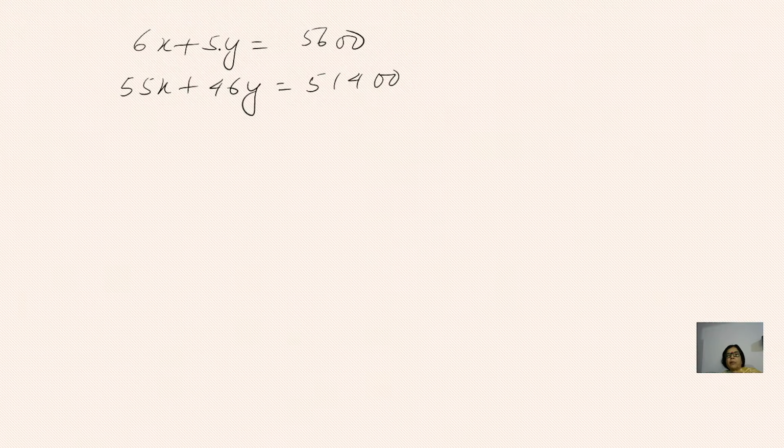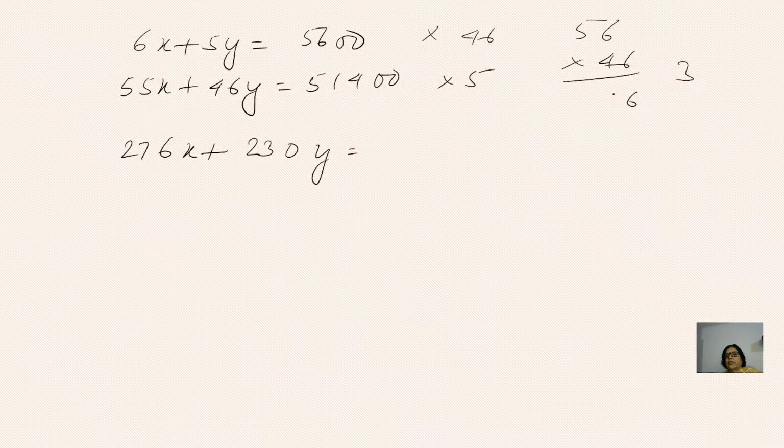If I choose to multiply the first equation by 55, the x will be removed. If I choose to multiply by 46 and 5, the y will be removed. So it's our choice. Supposing I multiply the first equation by 46, and the second equation by 5. So the first equation will become 6 sixes are 36, 6 fours are 24, 276x plus 6 fives are 30, 5 fours are 20, 230y is equal to now 56 into 46. 6 sixes are 36, carry over 3, 6 fives are 30 plus 3 is 33, 6 fours are 24, 5 fours are 20, 22. So 6 sevens, 2576.